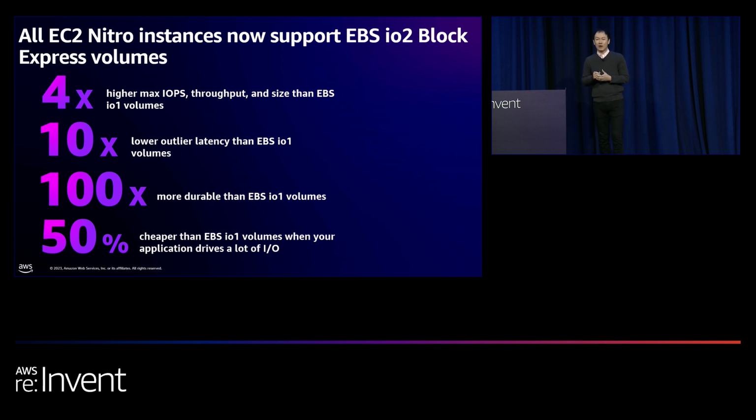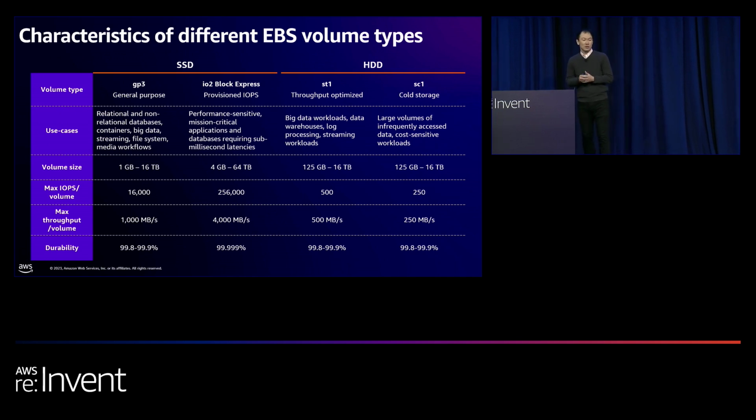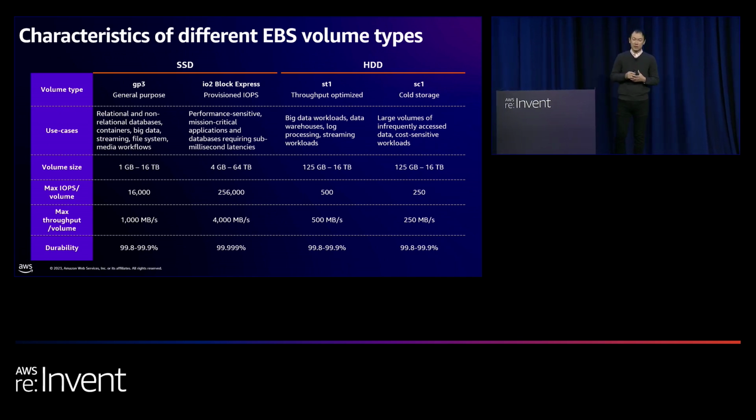So with IO2 Block Express now, you can achieve sub-millisecond latency, and for a single volume, you can provision up to 256,000 IOPS, 4 gigabytes per second throughput, and up to 64 terabytes of capacity. These are all much higher than our earlier generation of IO1 volumes. Let's look at a little bit more on the specs. Right? So here are a few key factors that are different.